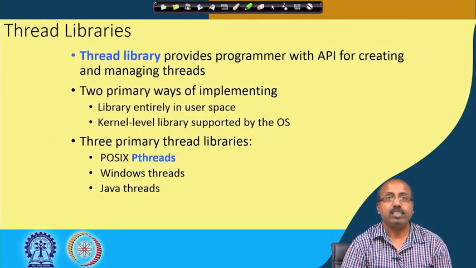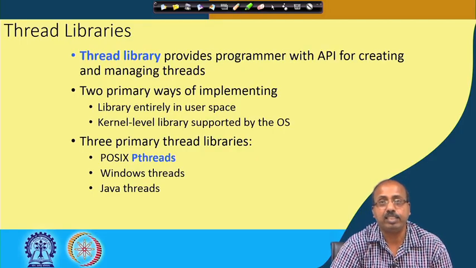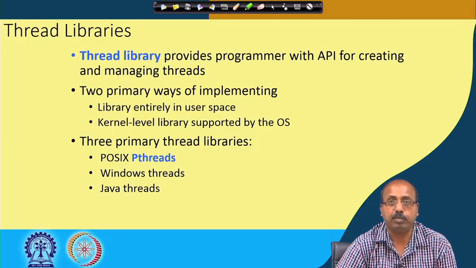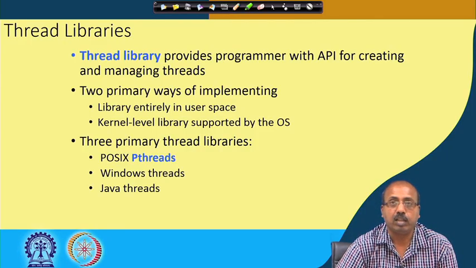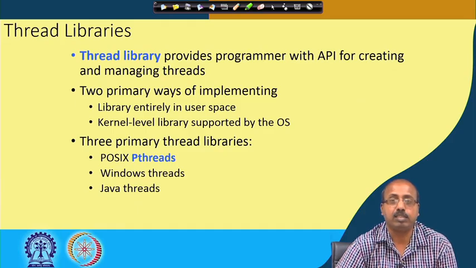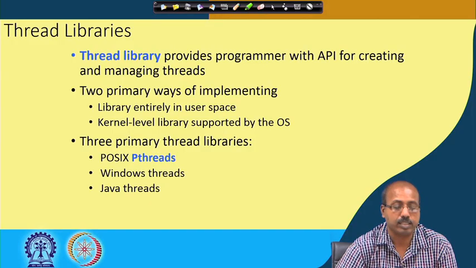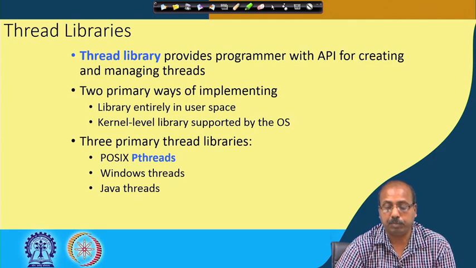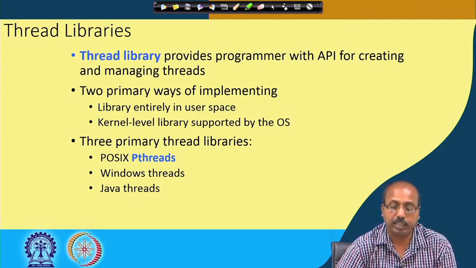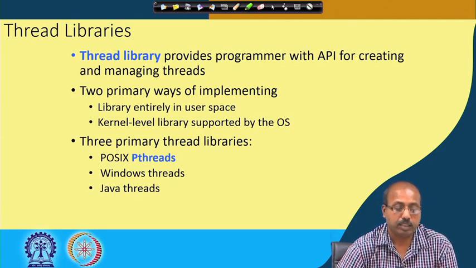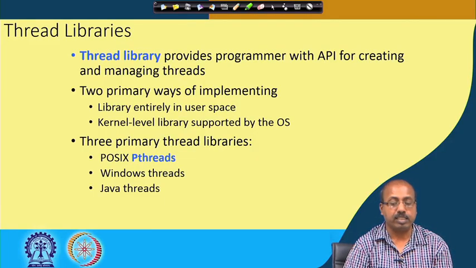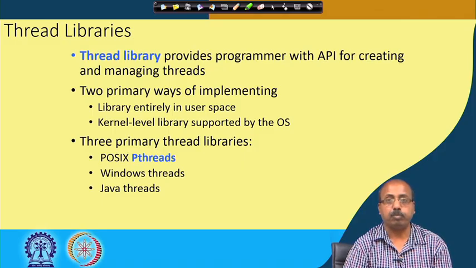Now, going to thread libraries. There are different libraries that have been created to help the user write programs using this threading philosophy. Otherwise, it is difficult to develop applications around the thread concept. A thread library provides the programmer with an application API for creating and managing threads. There are two primary ways of implementation. One is a library entirely in the user space, and the other is kernel level libraries supported by the operating system.